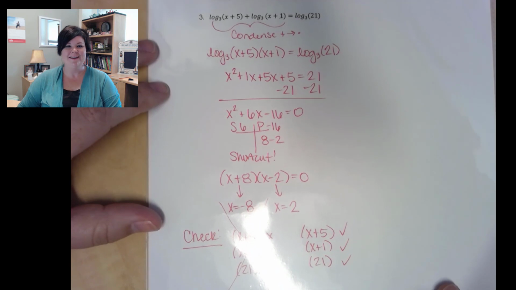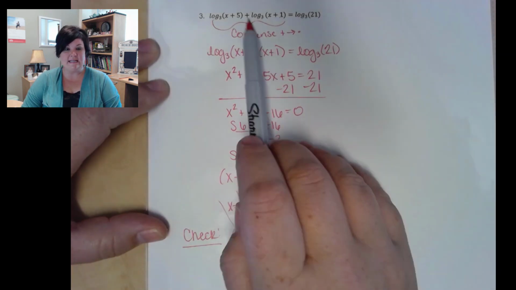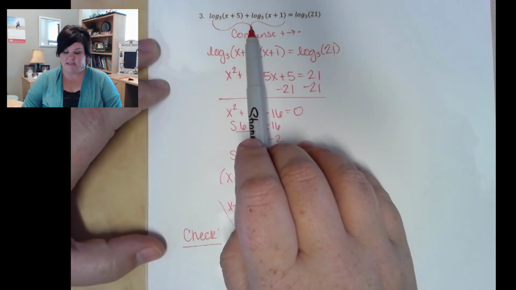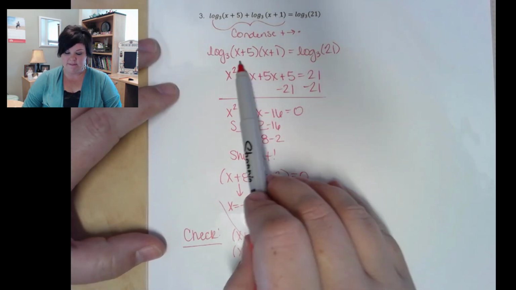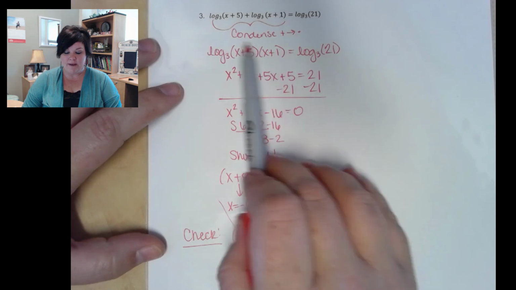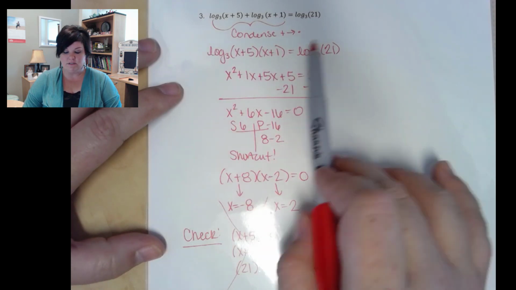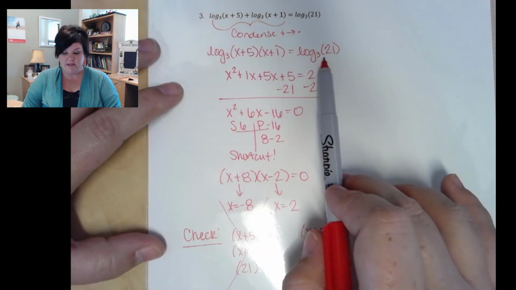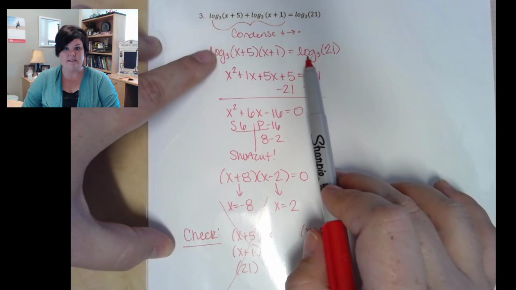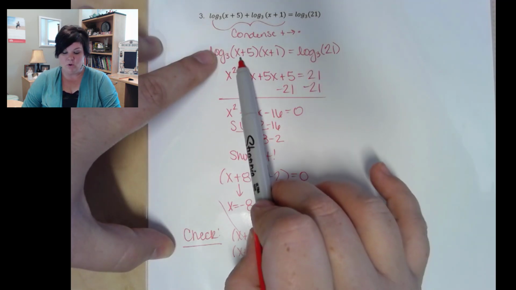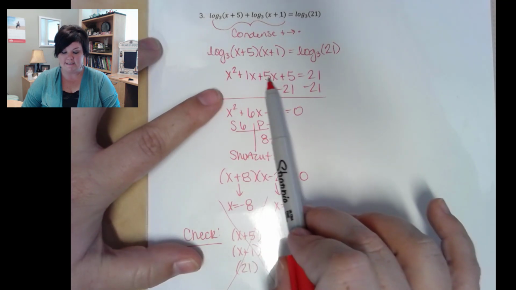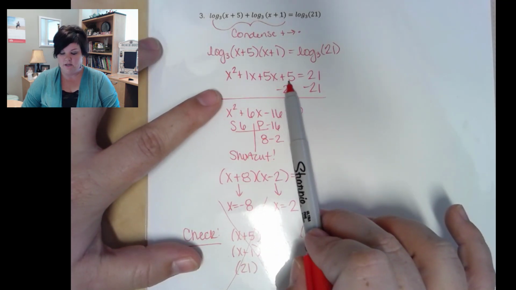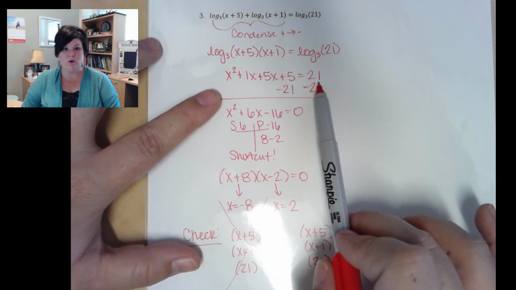Okay, number 3, we have to condense first. It's an addition, so it's going to condense into multiplication. So we get a multiplication inside here, but now we have log base 3 of something equals log base 3 of something, so we can drop our log base 3's. Okay, I went ahead and multiplied out what was inside our log, which gives us x squared plus x plus 5x plus 5, and from the right hand side we get 21.